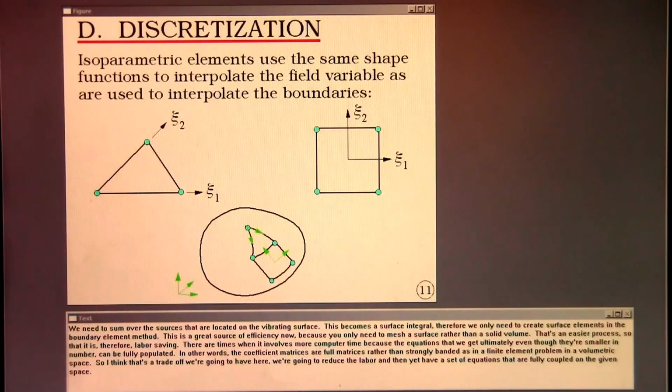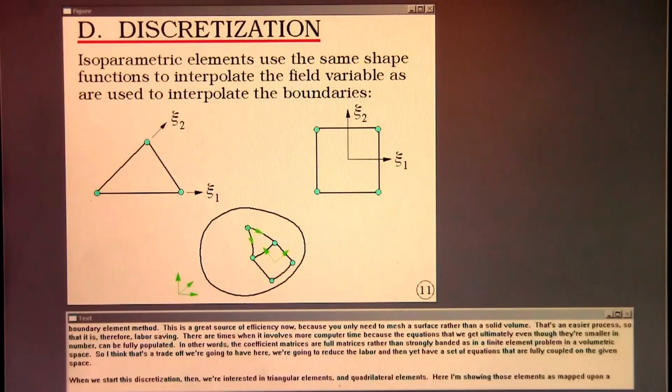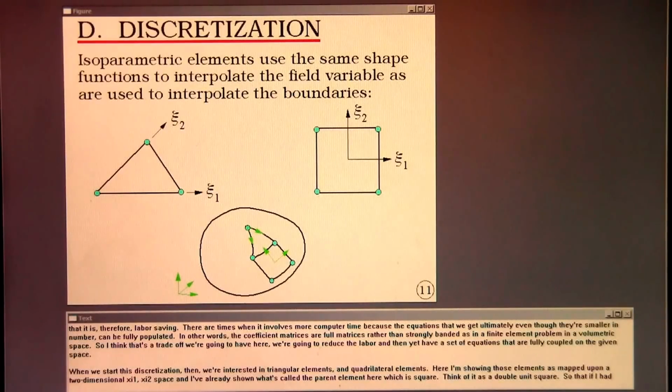There are times when it involves more computer time because the equations that we get ultimately, even though they're smaller in number, can be fully populated. In other words, the coefficient matrices are full matrices rather than strongly banded as in a finite element problem in a volumetric space. So I think that's the trade-off we're going to have here. We're going to reduce the labor and yet have a set of equations that are fully coupled on the given space.